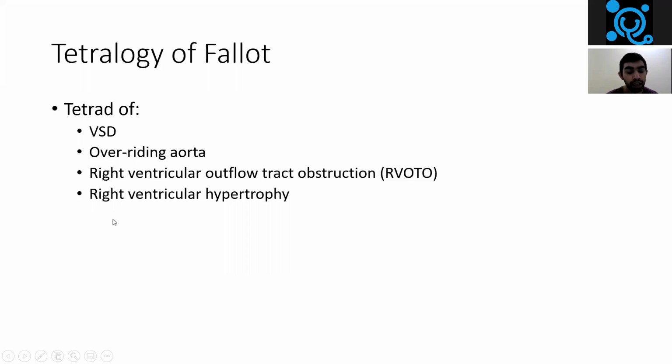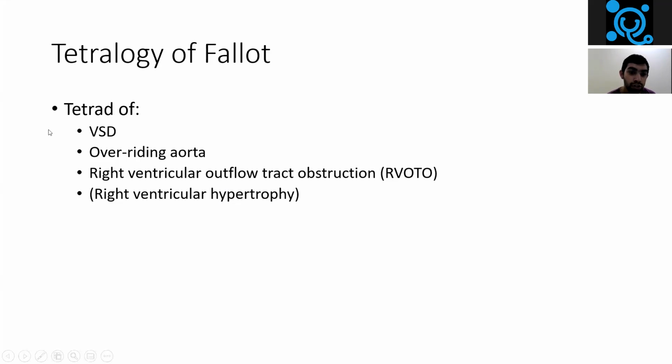And the final one is right ventricular hypertrophy. I put that in brackets because it will take some time for this to develop. The right ventricular outflow tract obstruction in turn forces the right ventricle to work a bit harder, and that is what results in the hypertrophy. So you might not see the tetrad straight away.